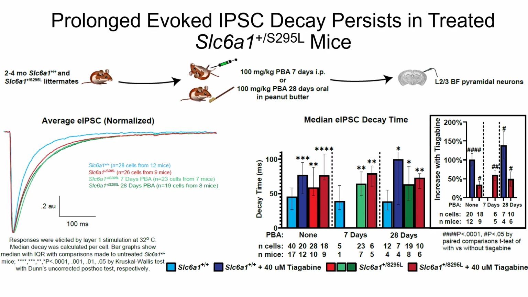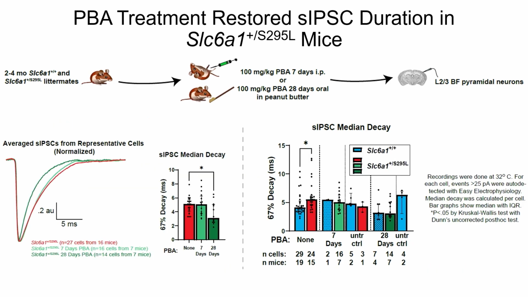But so these are these large evoked events. I also looked at the smaller spontaneous events, which is when cells are firing on their own. And there, I actually may have identified a partial mild rescue with a longer treatment of PBA, as you can see here. So the red is the heterozygote, light green is heterozygote treated for 7 days, and dark green is 28 days. So possibly these events are coming back to the wild type kinetics.